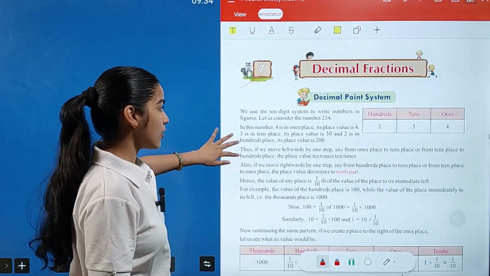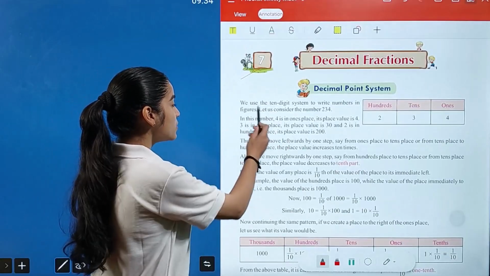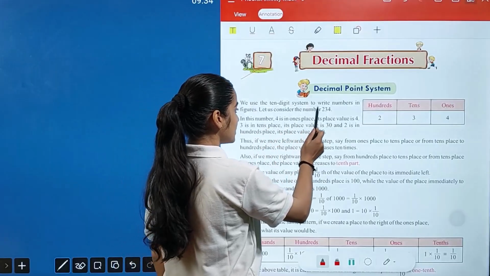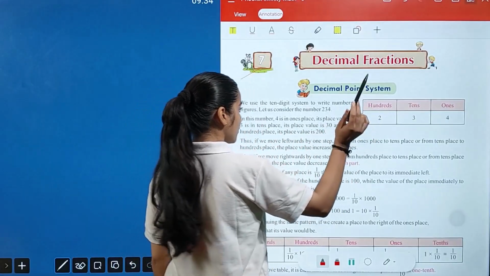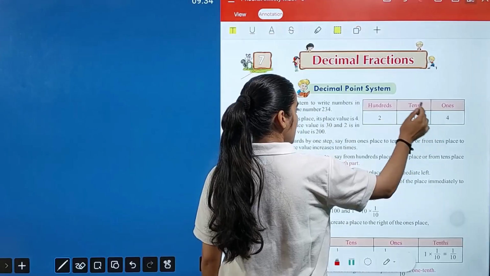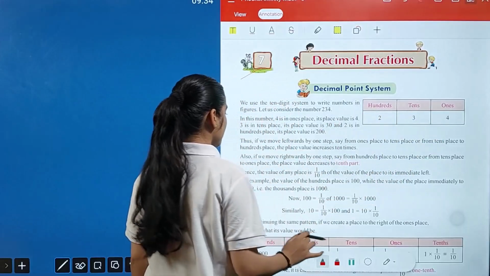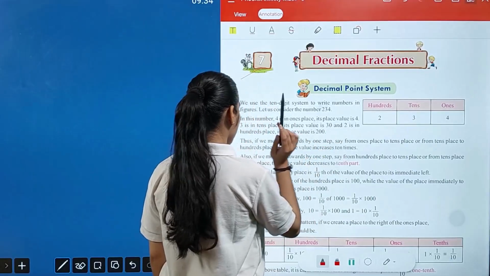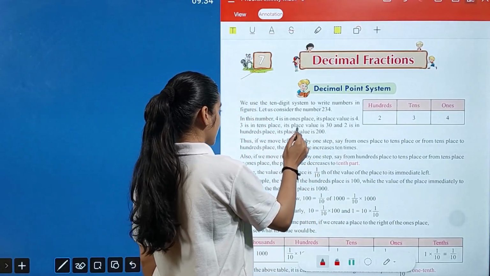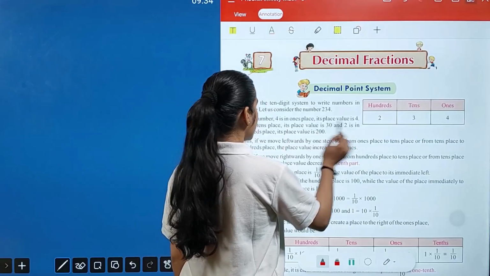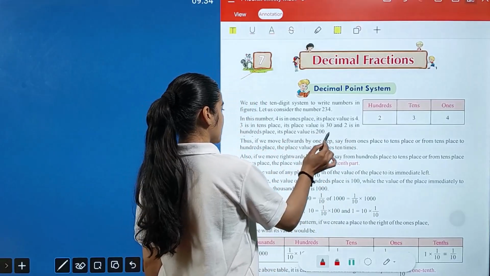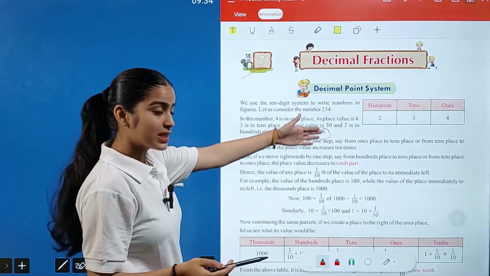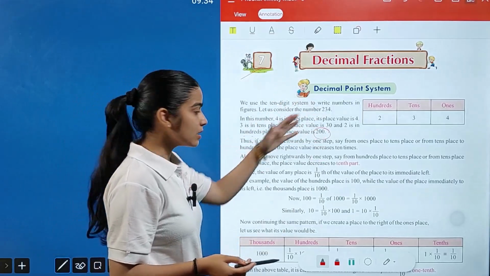Okay, so now the decimal system. We use the 10 digit system to write numbers in figures. Let us consider the number 234. So 234 means ones, tens and hundreds. This is our place value. In this number, 4 is in the ones place, its place value is 4. 3 is in the tens place, its place value is 30, and 2 is in the 100s place, its place value is 200. So we already know that, right? Because this is a very basic concept which we did in our earlier classes.